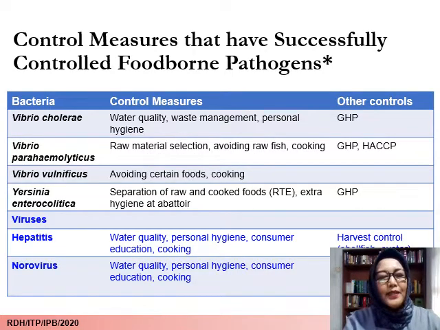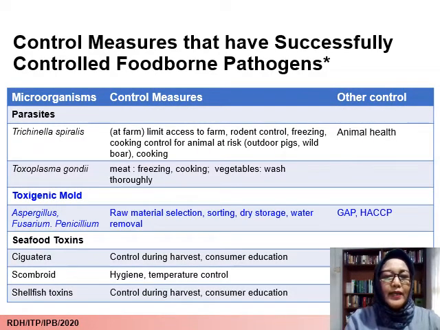In this table, you can see several control measures that have successfully controlled Vibrio cholera, Vibrio parahemolyticus, Vibrio vulnificus, and Yersinia enterocolitica, as well as viruses such as hepatitis and norovirus. The following list are control measures for parasites such as Trichinella, Toxoplasma, as well as toxigenic mold such as Aspergillus, Fusarium, and Penicillium, and also biotoxins from seafood.